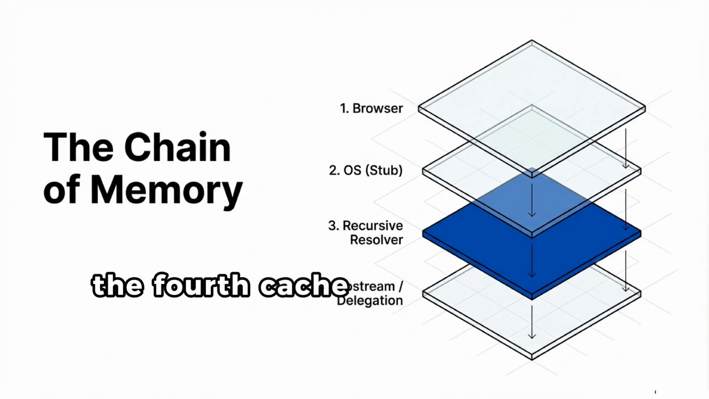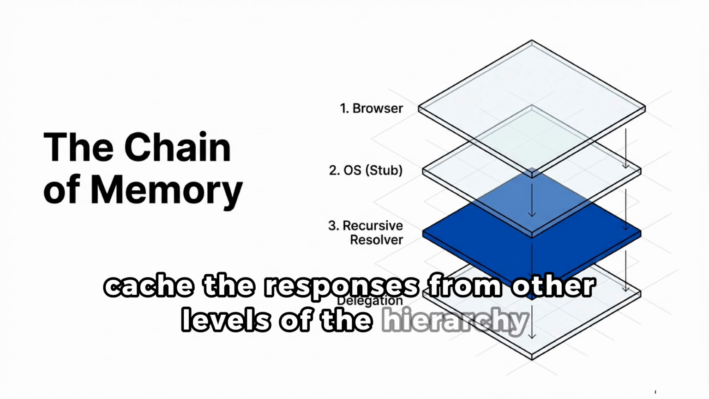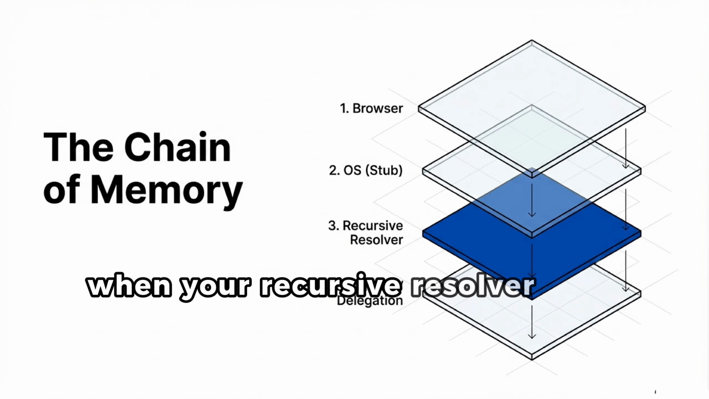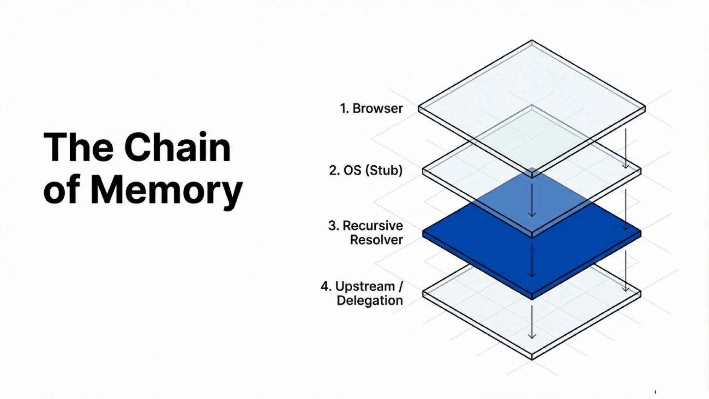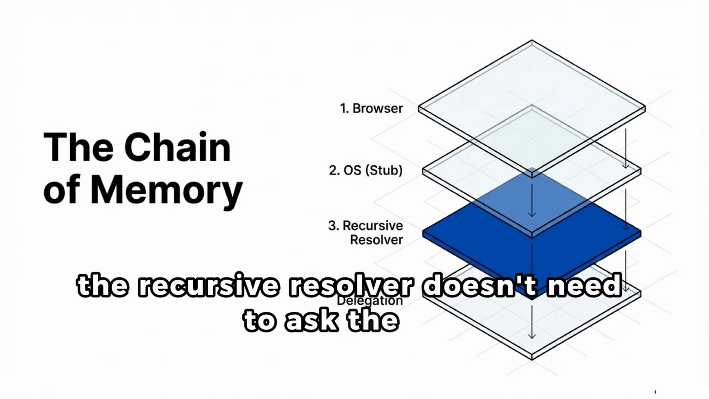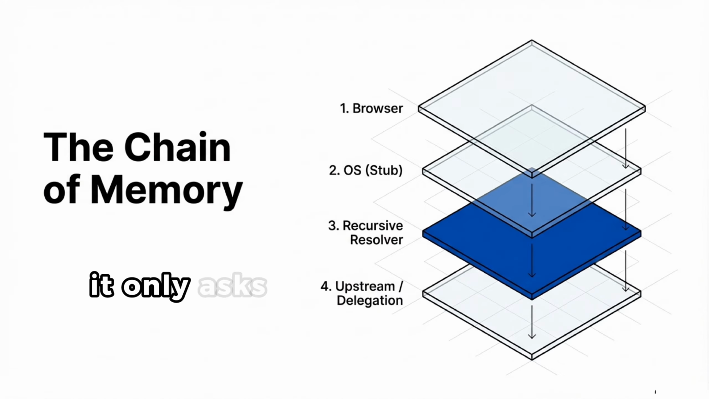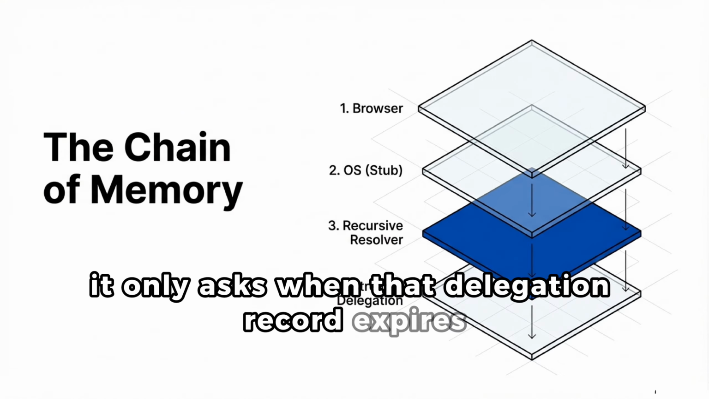The fourth cache is a more subtle one. Some authoritative name servers themselves cache the responses from other levels of the hierarchy. When your recursive resolver asks the TLD name server for the authoritative servers, that answer has its own TTL and gets cached. The recursive resolver doesn't need to ask the TLD every time. It only asks when that delegation record expires.